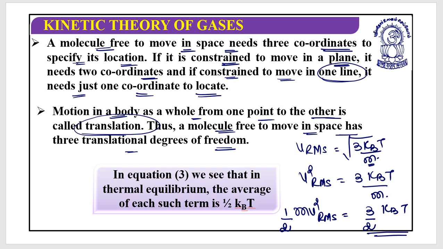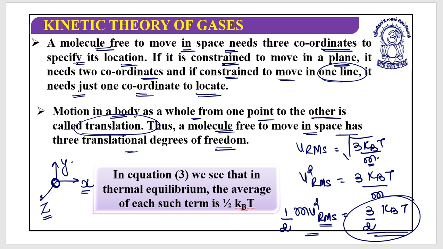Now look at this. Let's suppose it is a single molecule. If a single molecule is there, then it could not rotate around its own axis. I hope you understand this. But it can definitely translate in the x-axis, in the y-axis, or in the z-axis. I hope you understand this. So this half m v square is the kinetic energy, and this total kinetic energy is 3 by 2 kBT.